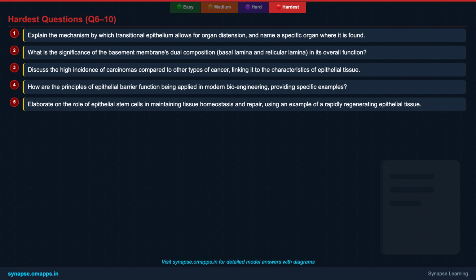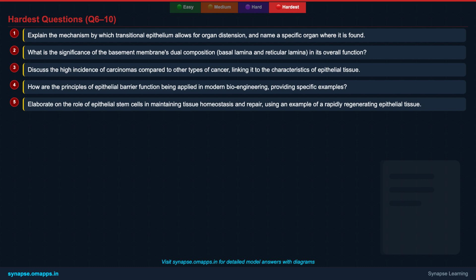Seventh, what is the significance of the basement membrane's dual composition, basal lamina and reticular lamina, in its overall function? Eighth, discuss the high incidence of carcinomas compared to other types of cancer, linking it to the characteristics of epithelial tissue. Ninth, how are the principles of epithelial barrier function being applied in modern bioengineering, providing specific examples? And 10th, elaborate on the role of epithelial stem cells in maintaining tissue homeostasis and repair, using an example of a rapidly regenerating epithelial tissue.